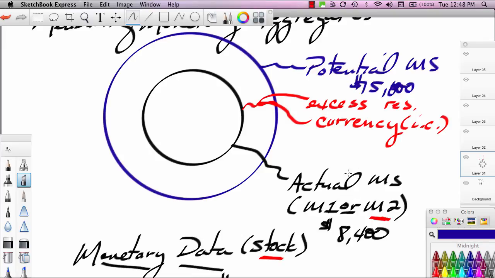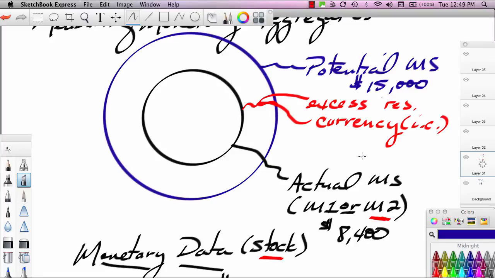So we can see here, that doesn't look very good, does it? Gives me another chance to use my erasing function. There we go. Back to pen, back to midnight blue, 15,000. Okay, so we can see that the actual money supply is only a little over half, about 56% of the potential money supply.